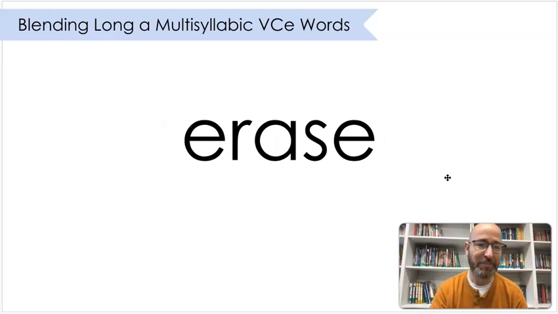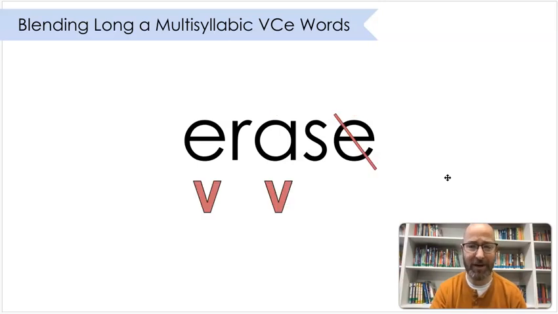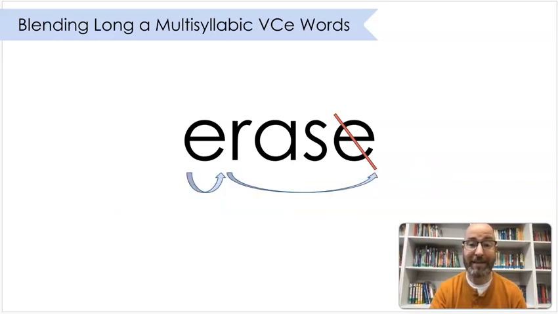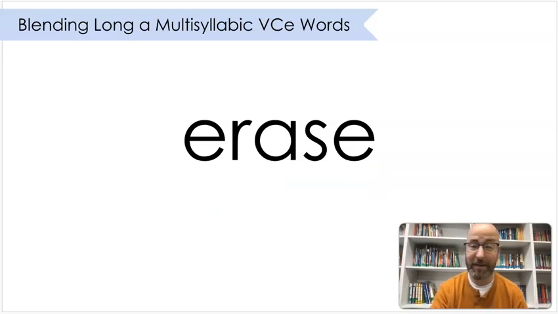Let's try another one. Again, I look at it. I find my bossy E. I know that's going to be silent, so I'm going to cross that out. I see my E and my A for my other vowels. It's a VCV pattern. We know normally when we have a VCV pattern, it separates after the vowel. So we're going to try that. Erase. You would erase something if you made a mistake on your paper.